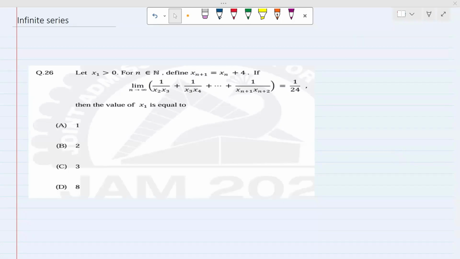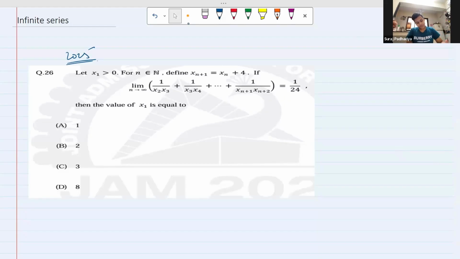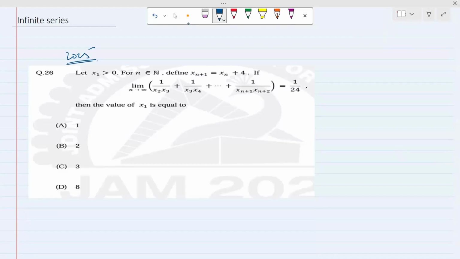This is a question from the 2025 question paper. I hope I am audible to all of you. Yes, sir. Okay, so we want to find this limit as n tends to infinity of 1 upon x2 into x3 plus 1 upon x3 into x4 and so on. It's given already as 1 by 24. We want to find the value of x1.